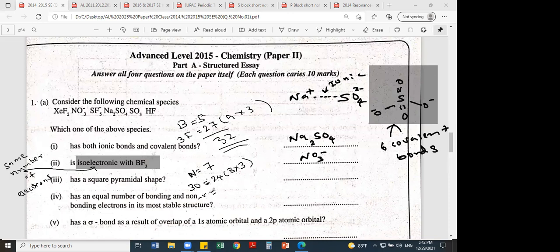Then for the negative charge, what? One electron gained, then what is the total? 32. So no need to waste time on the others, you can easily count the total like this. So this also 32, this also 32. Isoelectronic means equal number of electrons. You can check the others.